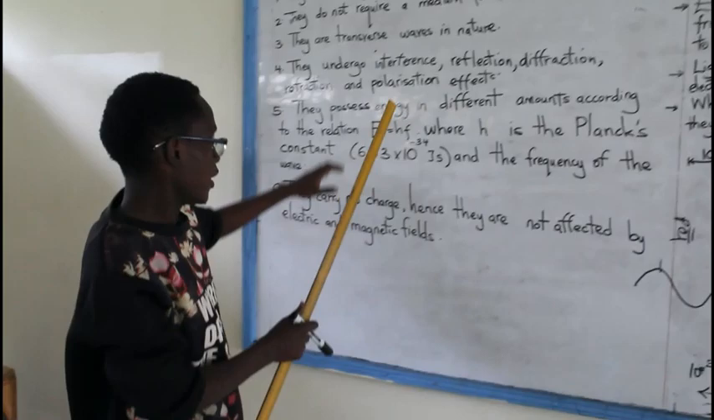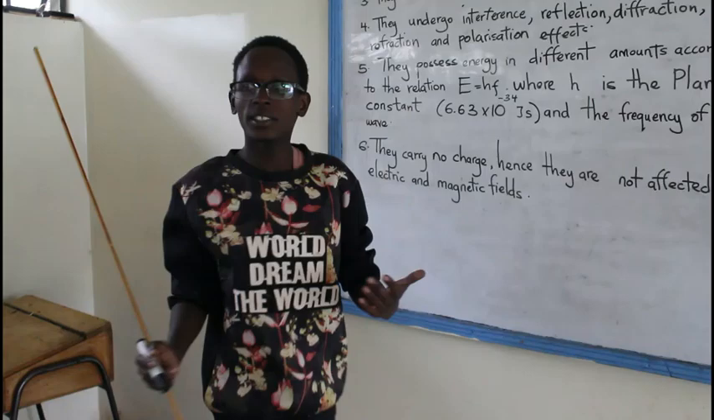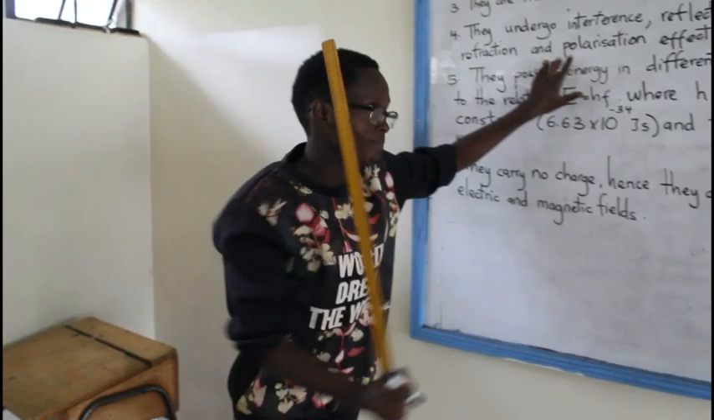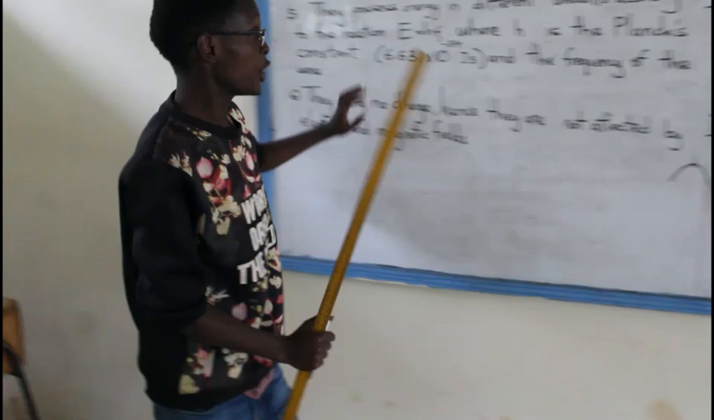And also they undergo polarization. The polarization effect is the splitting of light into the seven colors of the spectrum. So if you take these different forms of electromagnetic waves, you can split them into the different colors of the spectrum.